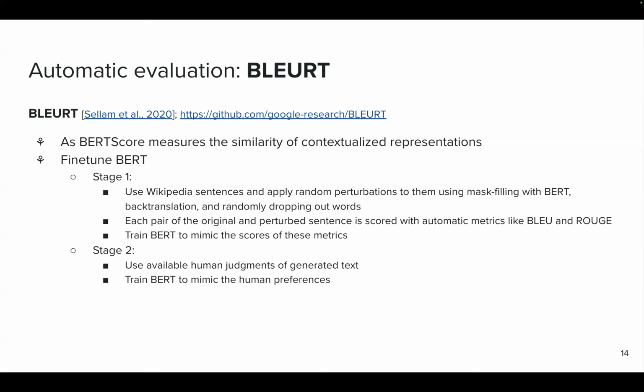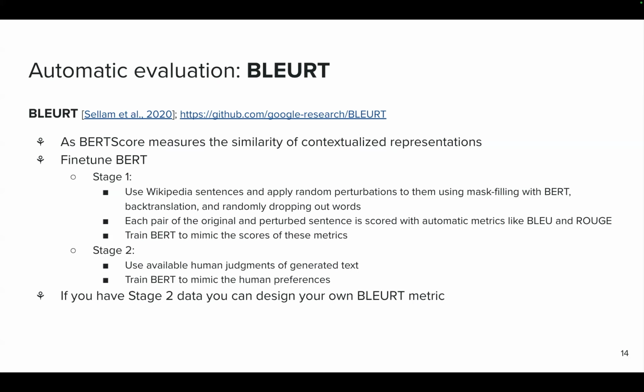After all of that is done, you are done with preparing BLERT. Then you are going to use that BERT that has been produced in the same way you use BERTScore. You get the contextual representation of your reference summary and of your generated summary, and then you check the cosine similarity.